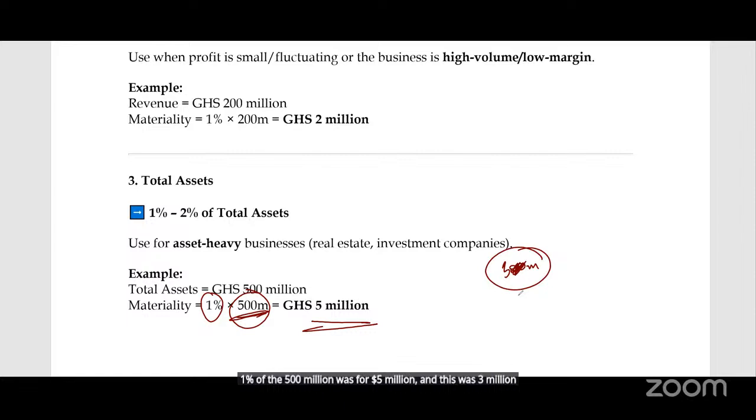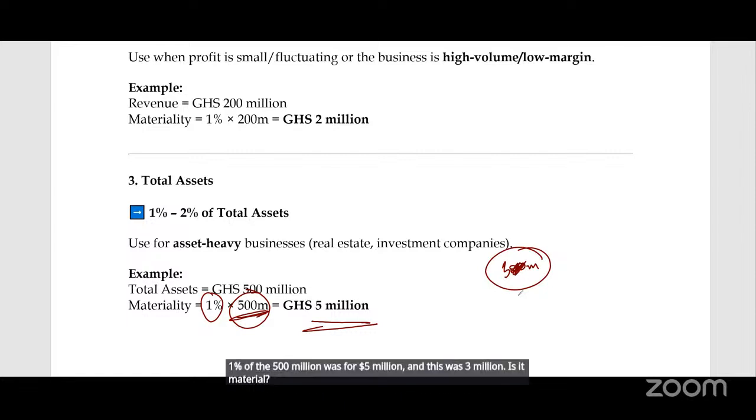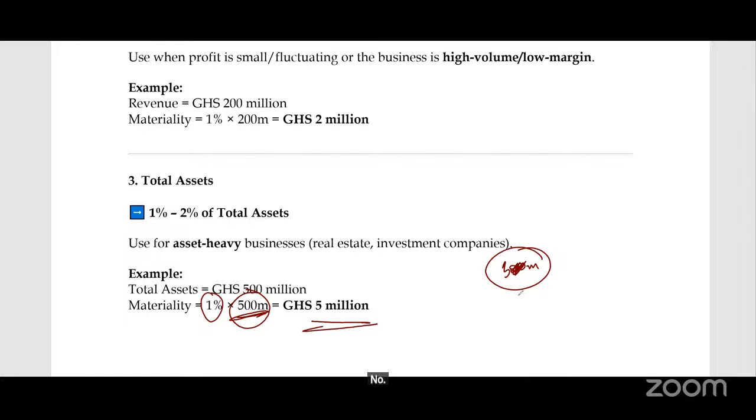Is it material? No, it's not material, right? But what if it was 30 million? It's material. Do you understand?